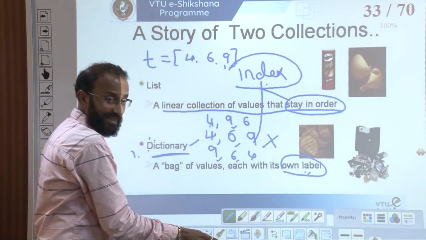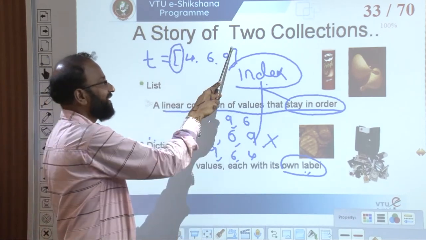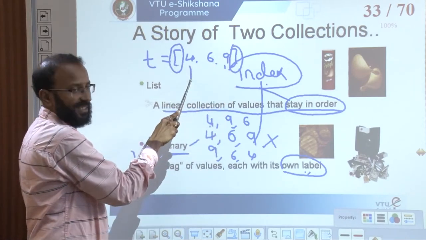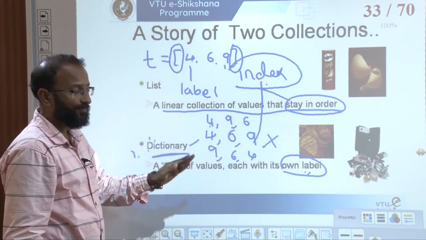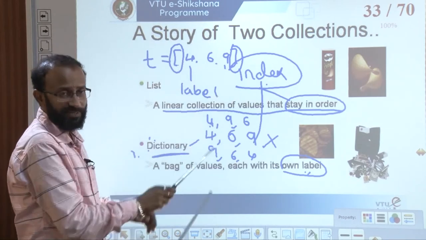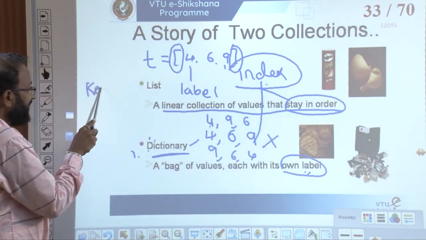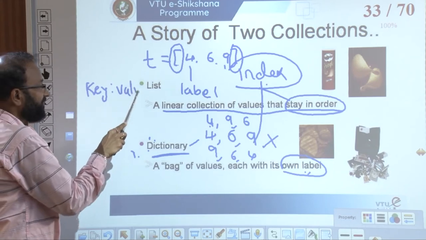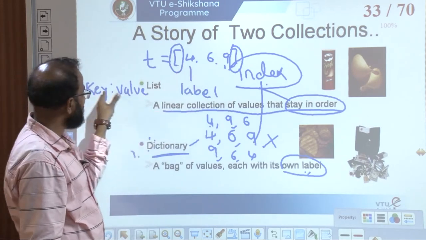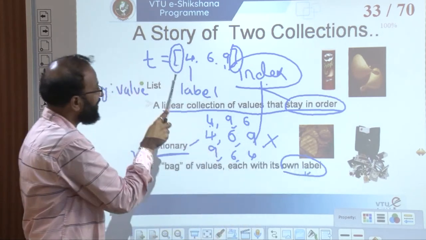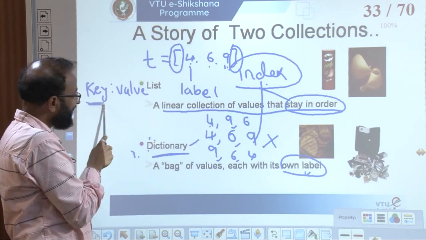So, in that case, what should I do? What are the changes that are required? One, this should be replaced by some other symbol to identify that it's a dictionary. Second, instead of indexing, we should have something called a label. In most programming languages, wherever we have dictionary, we attach a keyword to that, and that is nothing but key value pair. So in our example, what is value? 4, 6, 9. What is key? Key is nothing but the label that we are trying to give. Label for 4, label for 6, label for 9. We specify that, and that is nothing but our key.